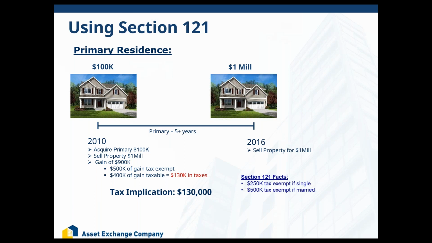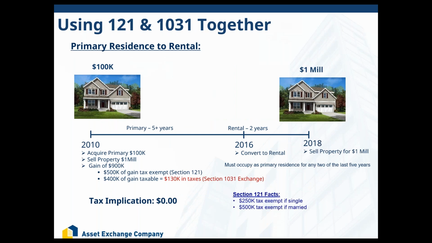Now, what if we could actually do this? What if in 2016 we could take that property and convert it over to a rental property, an investment property? Let's say we rent it out for 2 years. Now in 2018, we decide we're going to sell it. We'll keep the numbers the same. We're still going to sell it for $1 million. We're still married in 2018, but now that we're selling it in 2018, it's an investment property.